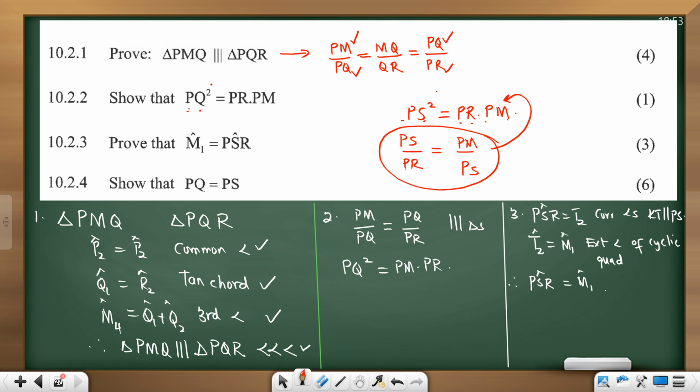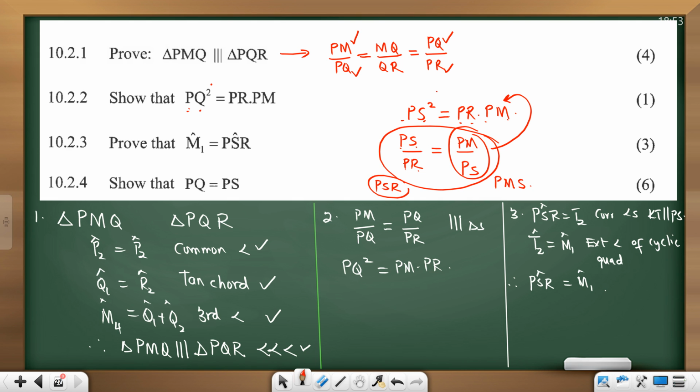Now that I have this, how many letters are on the left? You are always looking for 3 letters. P, S, and what? R. I want to check. Is that a triangle? I don't know. What about this one? P, M. If both triangles are similar, I'll write my ratio. I'll cross multiply. And I'm done.